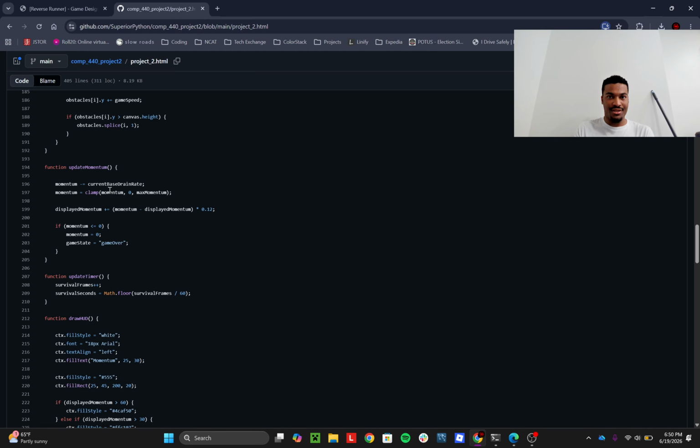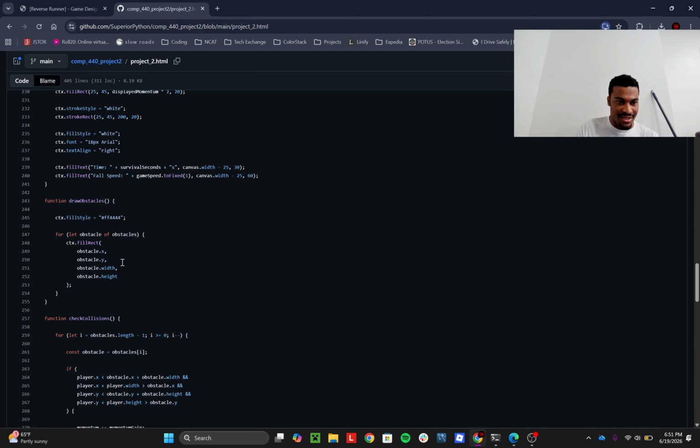Now for momentum. This function automatically handles the momentum updates, and as I previously said, momentum continuously drains, and the display bar smoothly interpolates towards the actual momentum value. And if the momentum reaches 0, the game transitions to the game over state.